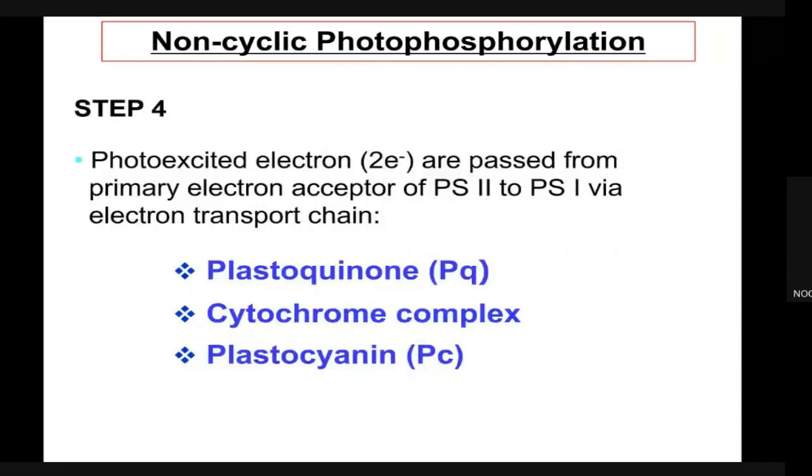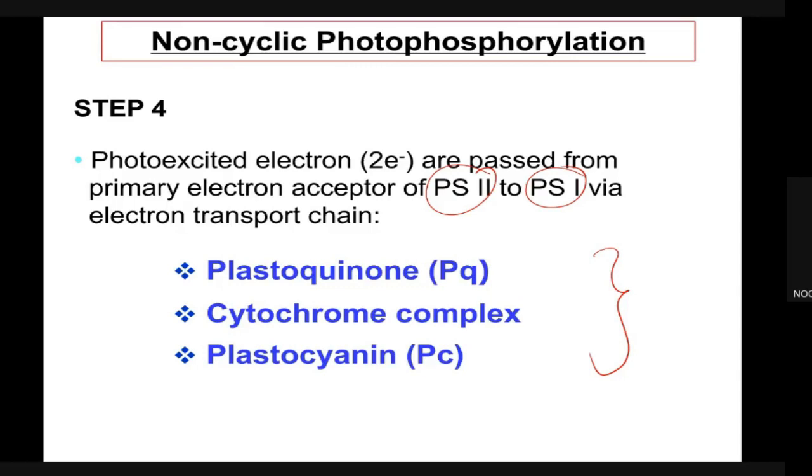Then, the photo-excited electron that is passed from the primary pigment, the P680, to the primary electron acceptor will be passed through a series of electron transport chain. The electron transport chain consists of plastoquinone, cytochrome complex, and also plastocyanin. So the electron is actually passed from photosystem 2 to photosystem 1.